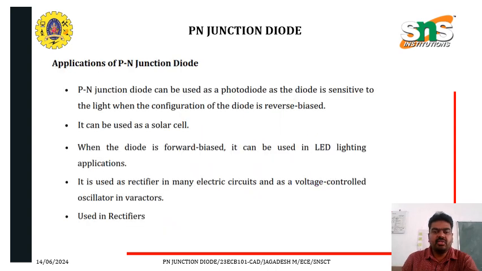The applications of the PN junction diode: it is used in photodiodes, it can be used as a solar cell, and it is used in LED lighting applications and rectifier applications. So these are all the applications of the PN junction diode.